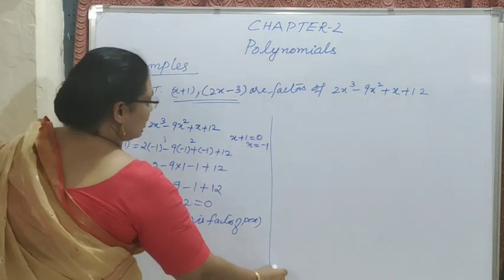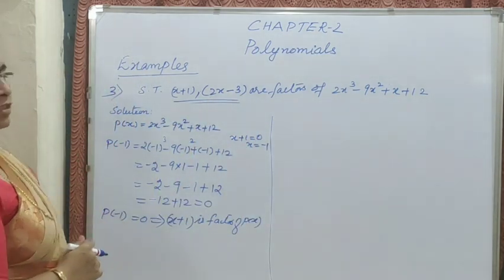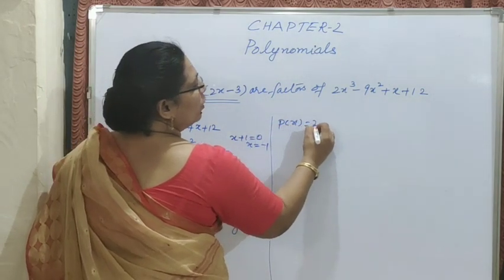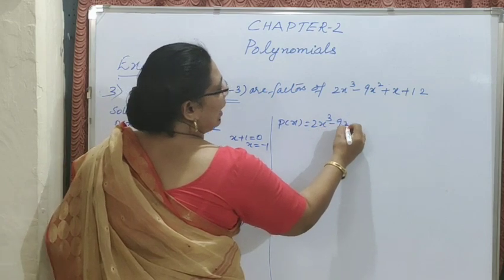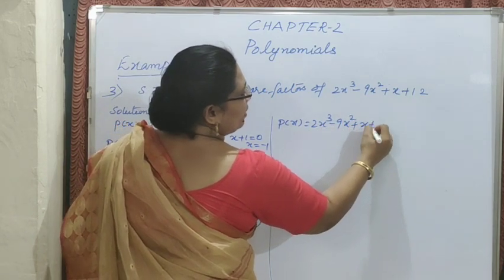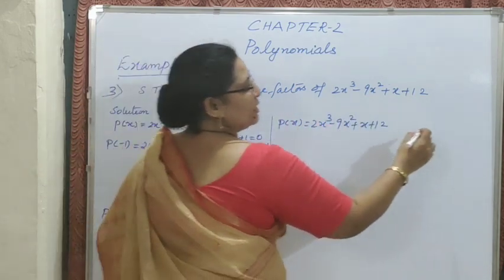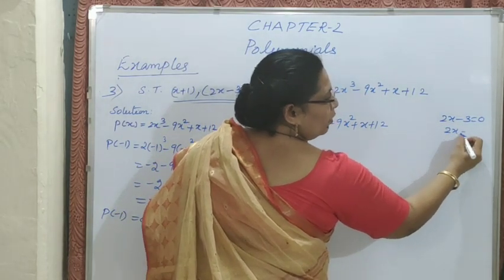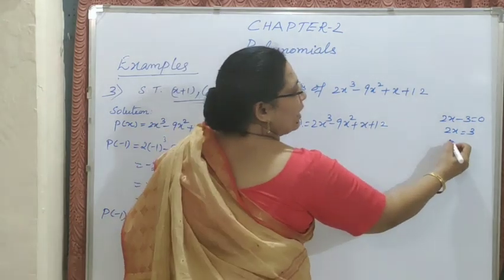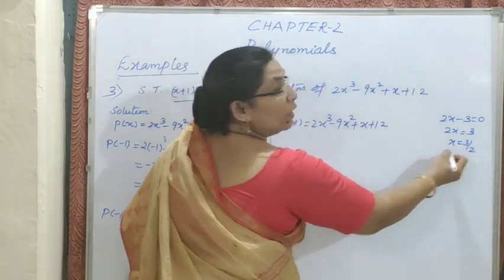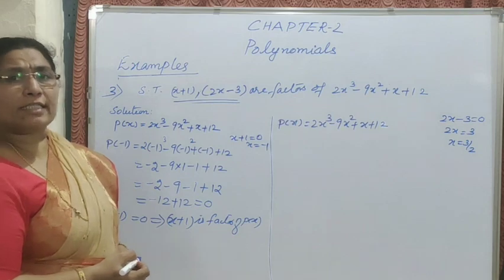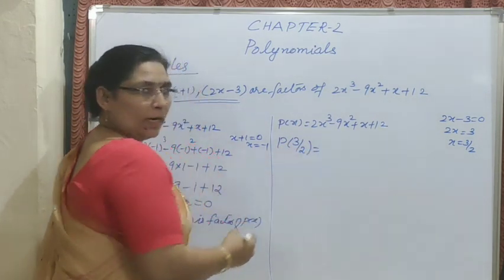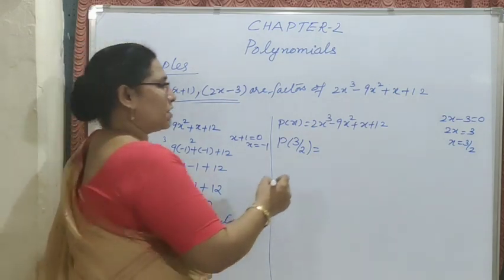Now the second part. 2x minus 3 is a factor, we have to check. So again one more time, p of x equal to 2x cube minus 9x square plus x plus 12. This time 2x minus 3. So 2x minus 3 equal to 0, 2x equal to 3, where x equal to 3 by 2. So we got x equal to 3 by 2. So p of 3 by 2 equal to, right? We have to substitute the x value as 3 by 2.